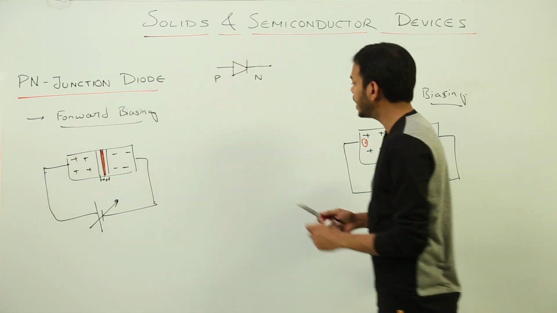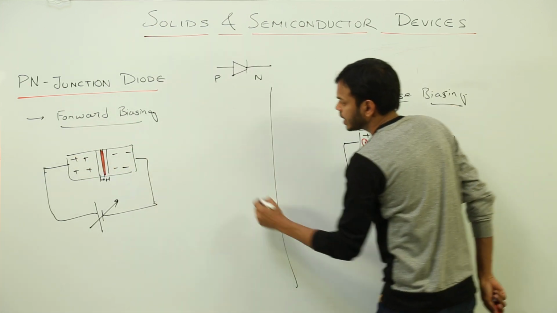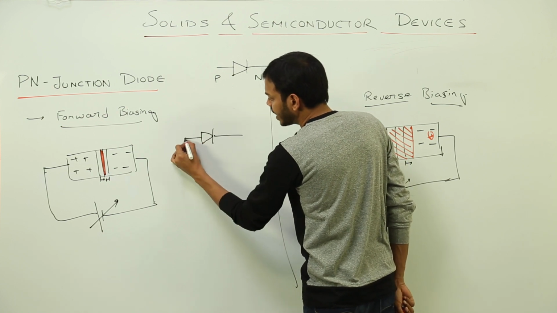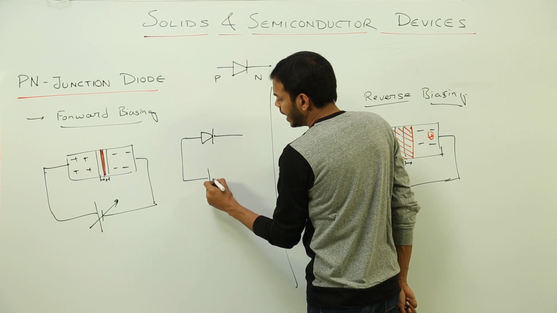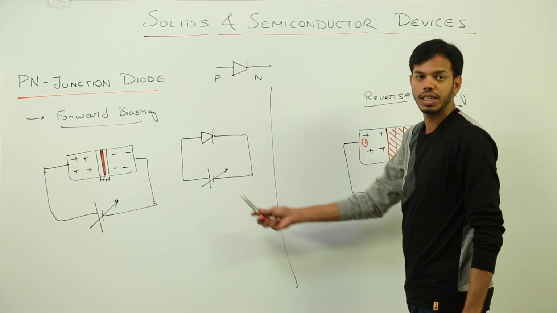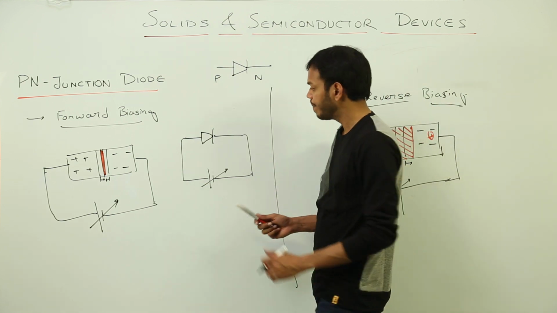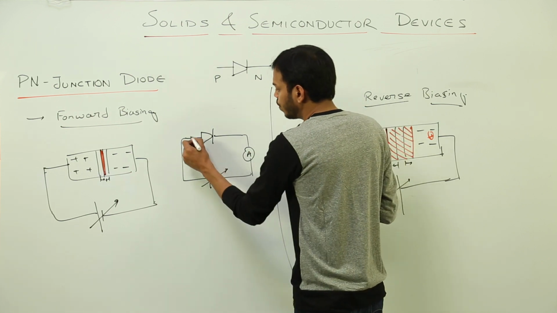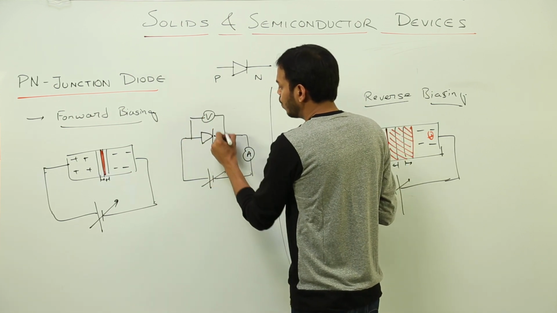So in case of circuit diagrams, how do we show it? It's a very simple diagram. This one, the P part is connected to the positive terminal of the battery, and the N part is connected with the negative terminal of the battery. Alright, variable source, that means the source is connected with a rheostat. If you want to measure the current, use an ammeter. If you want to measure voltage, then use a voltmeter.